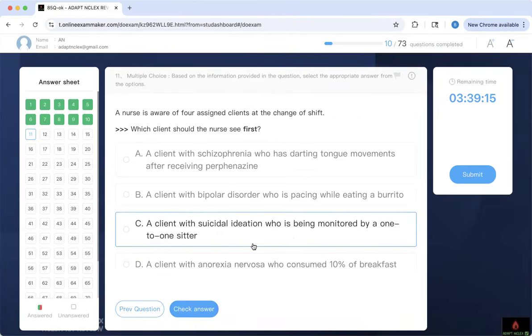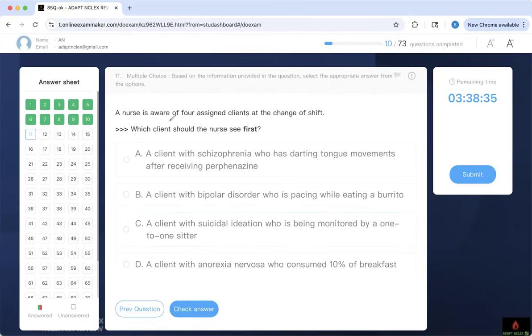A client with darting tongue movement after receiving perphenazine. A client with bipolar disorder who is pacing while eating a burrito. A client with suicide ideation who is being monitored by a 1-to-1 sitter. A client with anorexia who consumes 10% of their breakfast. Who are you going to see? This is a psych, mental health, prioritization. You have to master psych, and you will see it in prioritization. Like I said, if you can answer this, that means you're on top and you're ready to pass your NCLEX. What do you think?